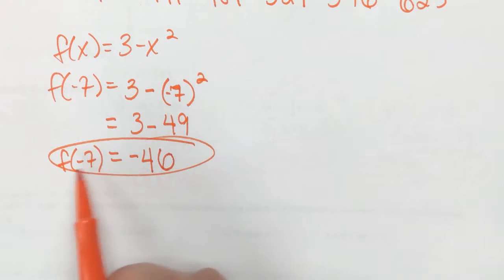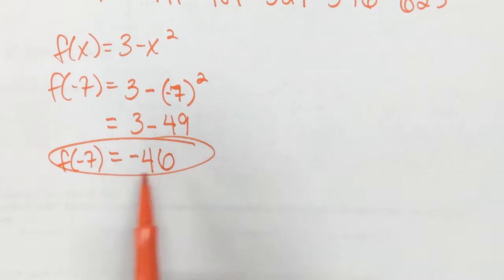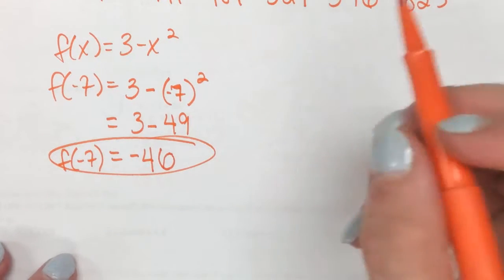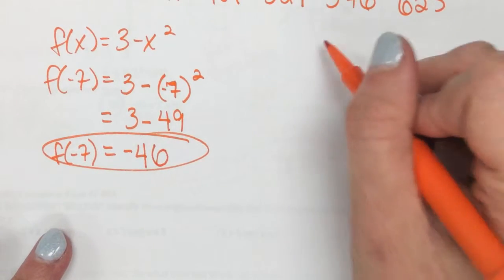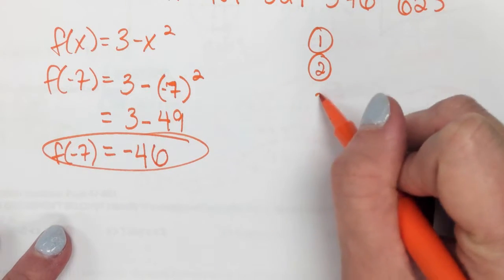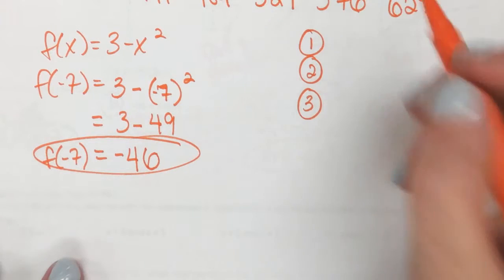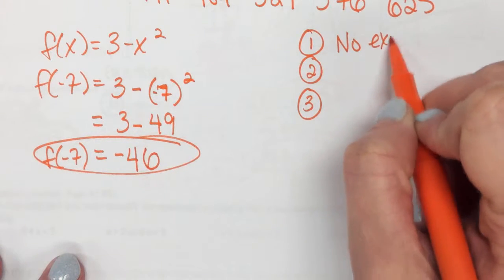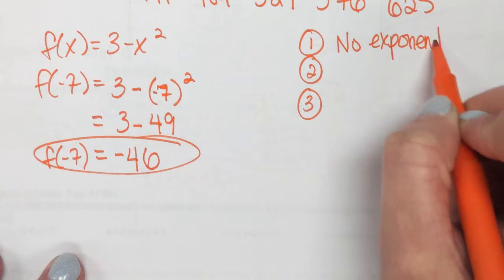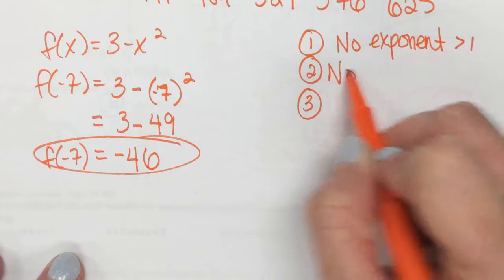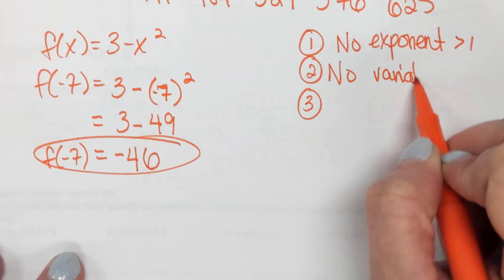All right. Do you see how I wrote my answer? Please make sure you write your answer like that, okay? What if I gave you... there were 3 rules about being linear. What were the 3 rules about being linear? No exponent greater than 1. No exponent, yeah. No variables multiplied. No variables multiplied. Okay, look at the word.